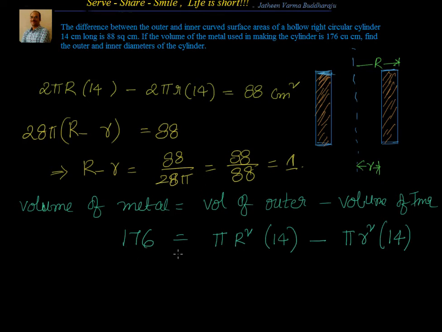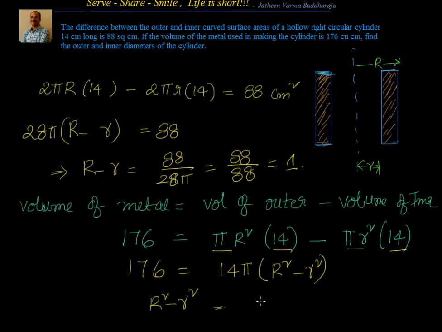Okay. Now let's continue with the second condition. What will that second condition give us? We can write it as 176 equal to, I see pi and 14 common. So can I say 14 pi into (R square minus r square)? So that will give me R square minus r square equal to 176 divided by 14 into 22 by 7, that's equal to 4. So we have R square minus r square equal to 4 and R minus r equal to 1. So let's look at the next step.